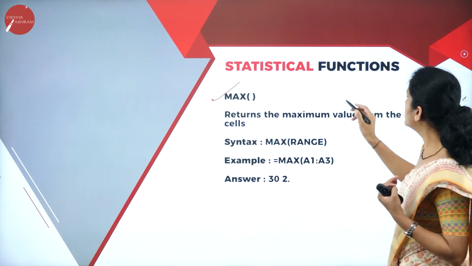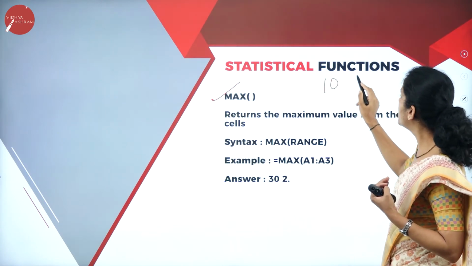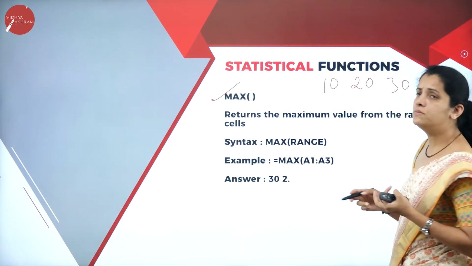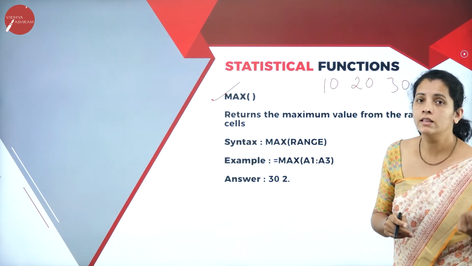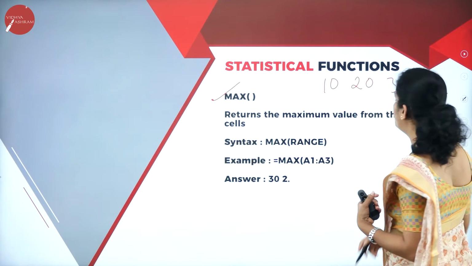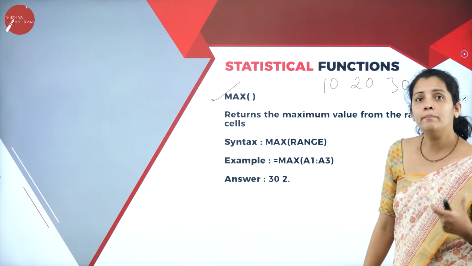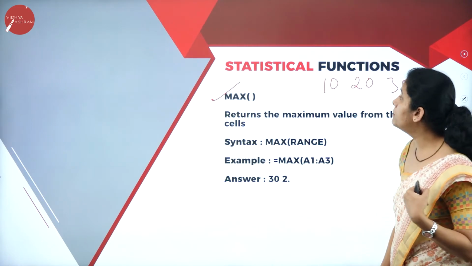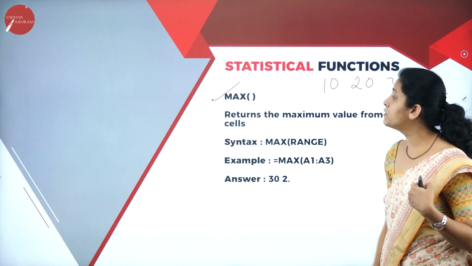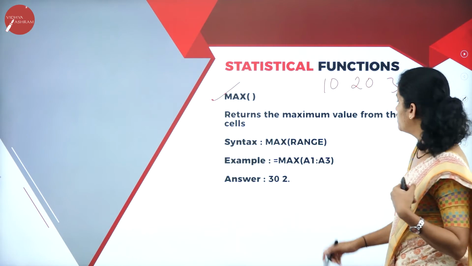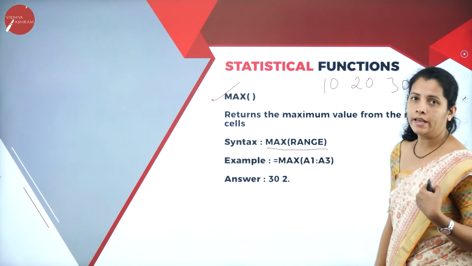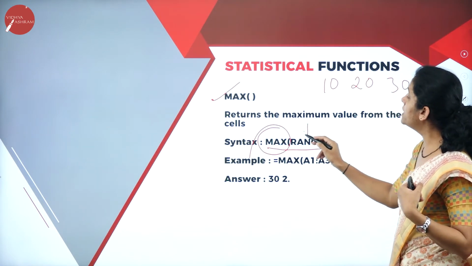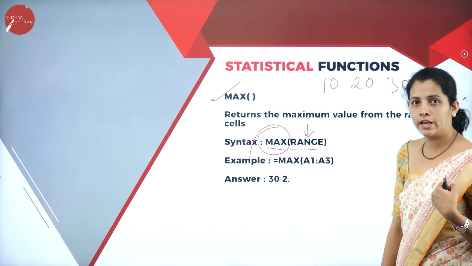For example, consider that I have 10, 20, 30 and 40. What is the maximum number I'm going to have here? That is nothing but the 40. And to get the maximum or greatest number, I'm going to have the function called max, and I'm going to specify the range. So what is my function name? That is max. And what is my input? That is nothing but the range.